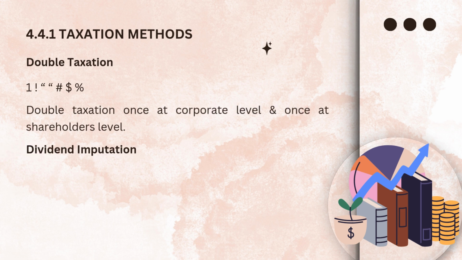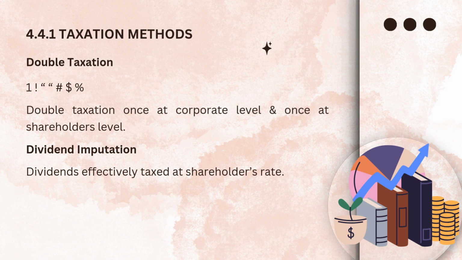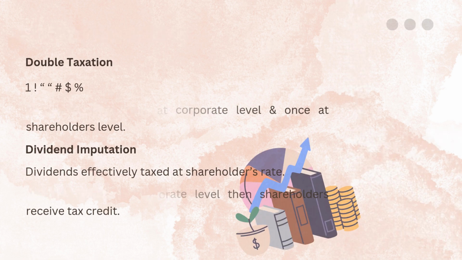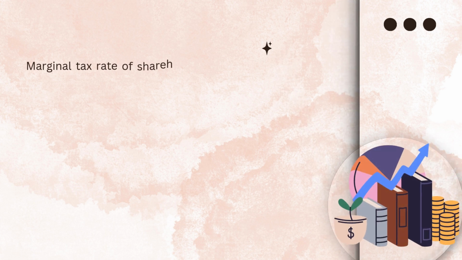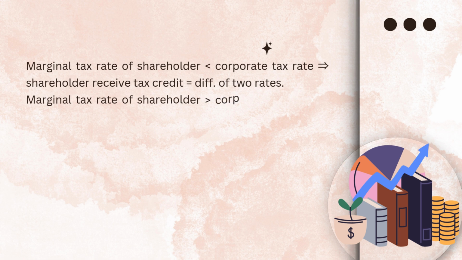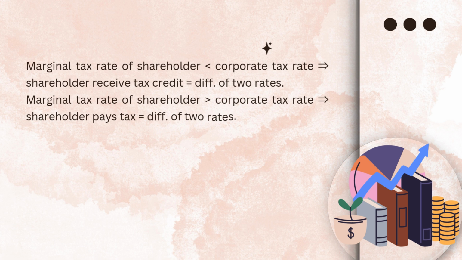Dividend imputation. Dividends are effectively taxed at the shareholder's rate. Earnings are taxed at the corporate level, then shareholders receive a tax credit. If the shareholder's marginal tax rate is less than the corporate tax rate, the shareholder receives a tax credit equal to the difference of the two rates. If the shareholder's marginal tax rate is greater than the corporate tax rate, the shareholder pays tax equal to the difference of the two rates.